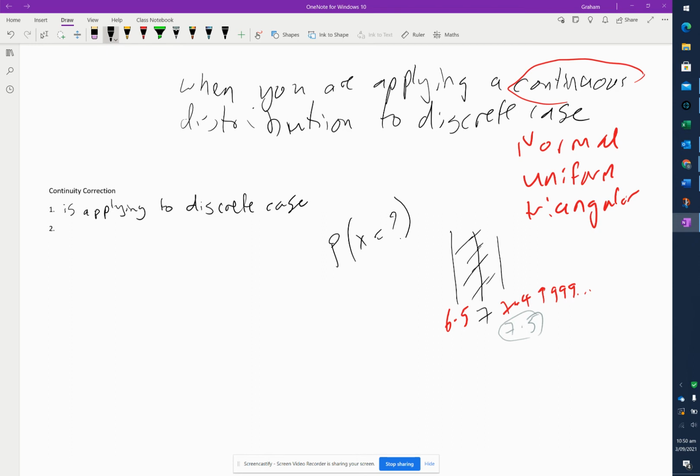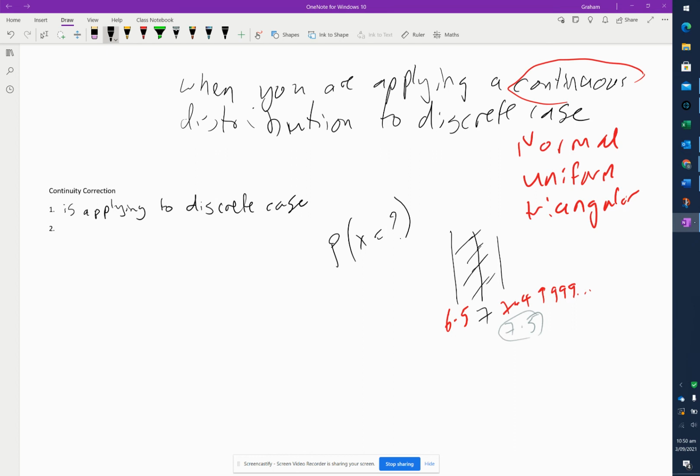Now, we said earlier on that we would never use NPD in our graphics calculators. If I was working out the value of exactly 7, NPD does this continuity correction for you straight away. However, it doesn't necessarily always work because it might be greater than, and you've got to be able to identify that it's a discrete case.